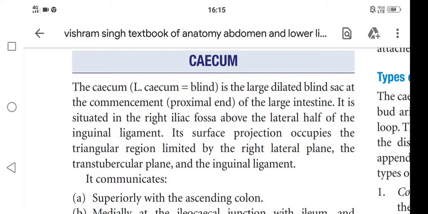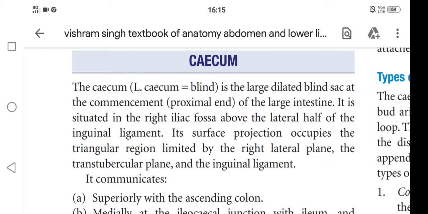In this video we are going to learn about the cecum. The cecum, in Latin, means blind. The cecum is the large dilated blind sac at the commencement, that means the proximal end, of the large intestine. It is situated in the right iliac fossa above the lateral half of the inguinal ligament.